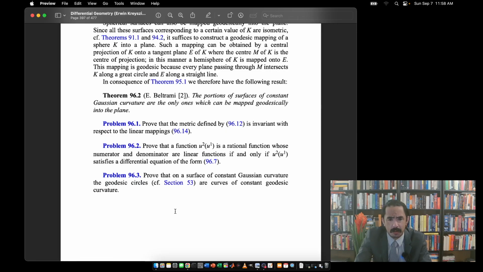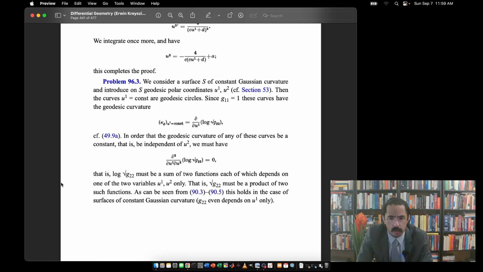The last problem of differential geometry by Erwin Kreyszig, problem 96.3. Prove that on a surface of constant Gaussian curvature, the geodesic circles, for which refer back to section 53, are curves of constant geodesic curvature. The solution is as follows.